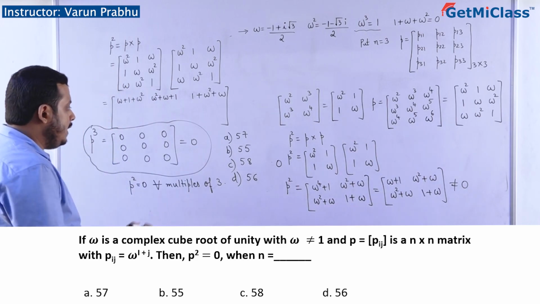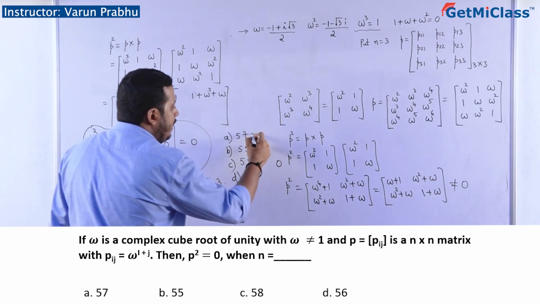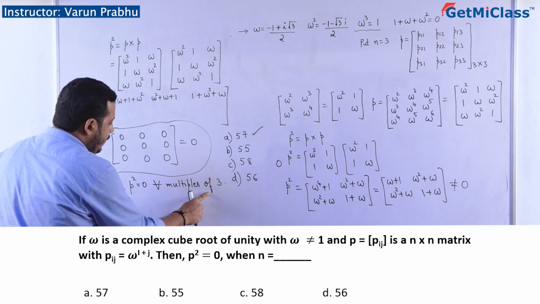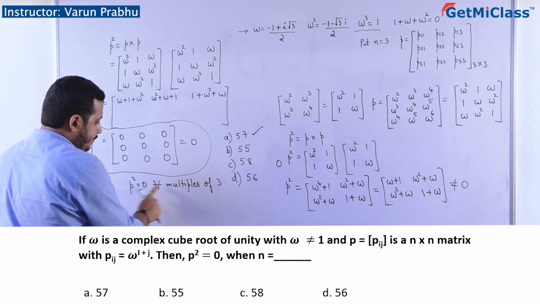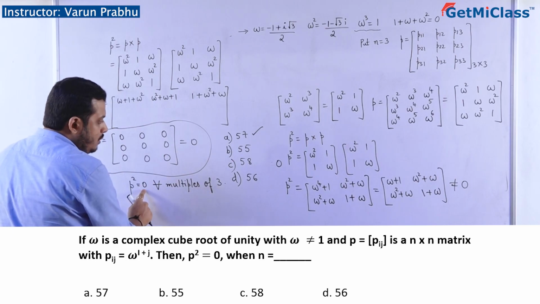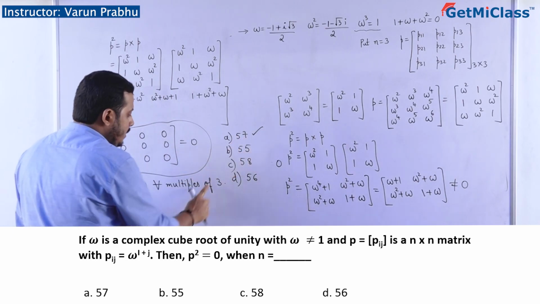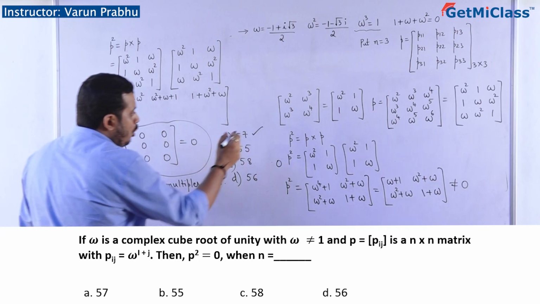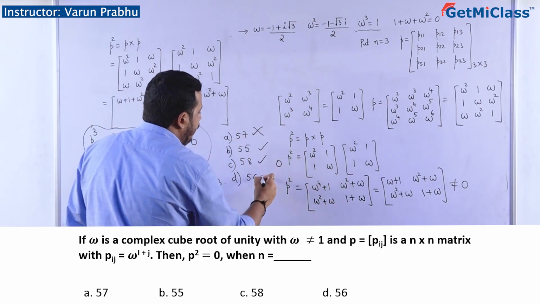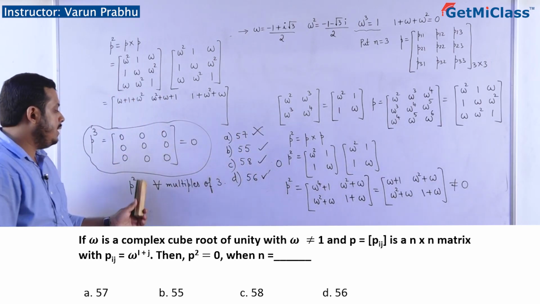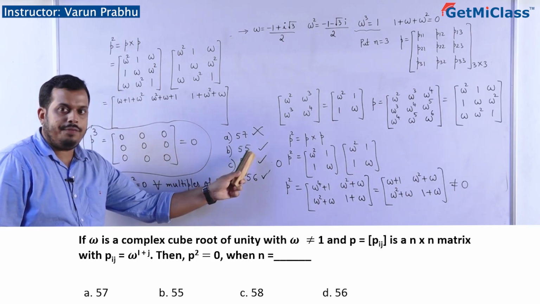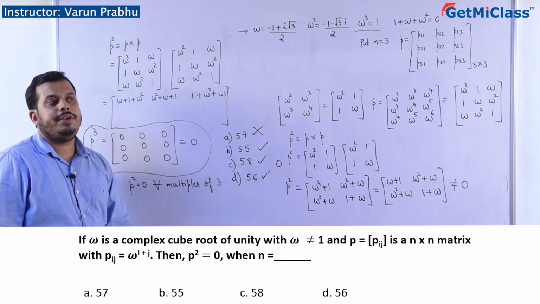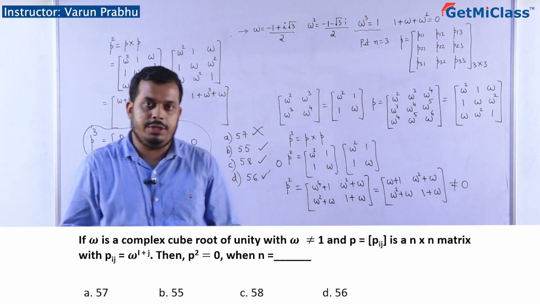You see that 57 is a multiple of 3. Whenever n is a multiple of 3, P square will become equal to 0. 57 goes in 3, right? So that cannot be the case. If P square should not become equal to 0, then the value of n can be either 55, 58 or 56. 57 cannot be the answer to the question. Do you get it?